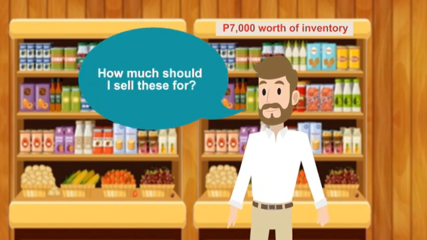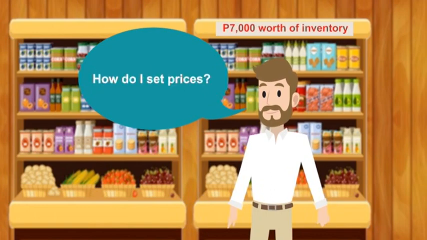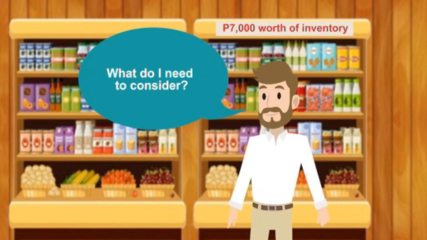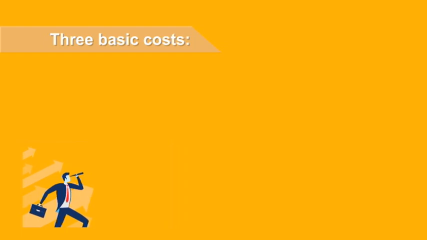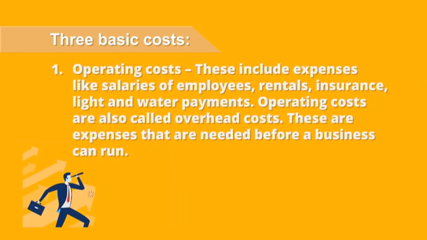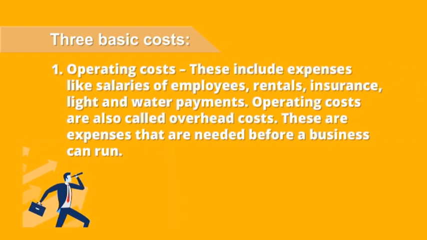The next thing that Mang Nilo needs to do is to determine the selling price of his goods. How are selling prices set? A businessman must set prices high enough to cover the different costs. There are three basic costs. Number one, operating costs. These include expenses like salaries of employees, rentals, insurance, light, and water payments. Operating costs are also called overhead costs. These are expenses that are needed before a business can run.